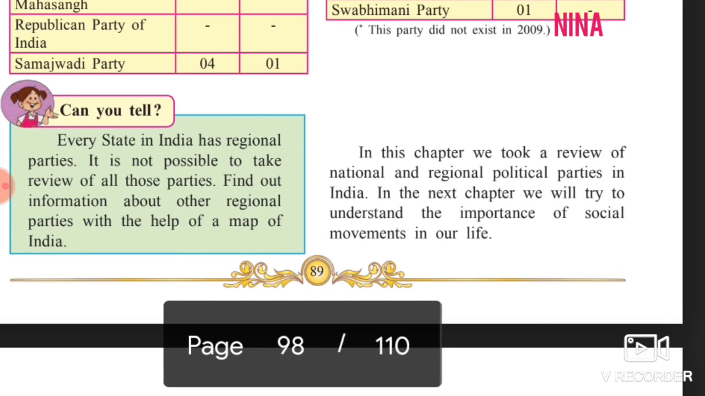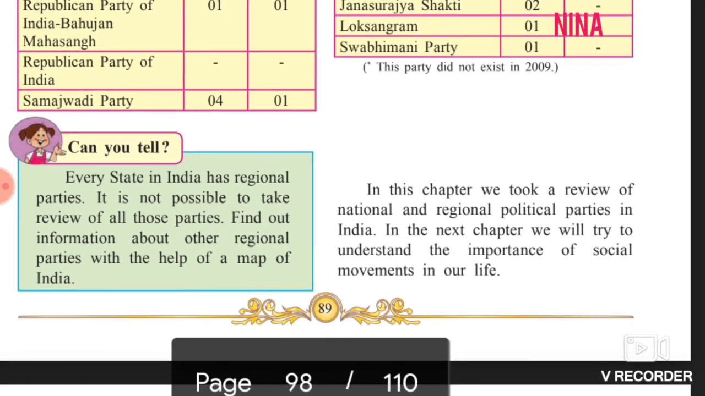Now, in this chapter, we took a review of national and regional political parties in India. In the next chapter, we'll try to understand the importance of social movements in our life. With this, we end this lesson on political parties, in which there are national parties.